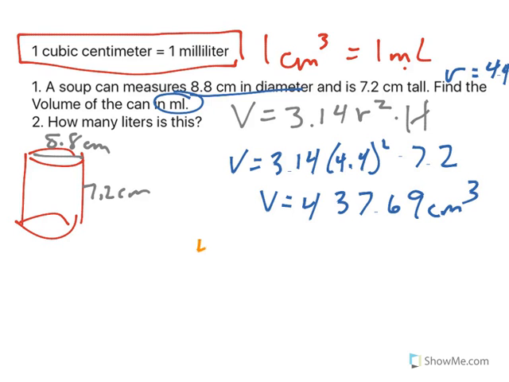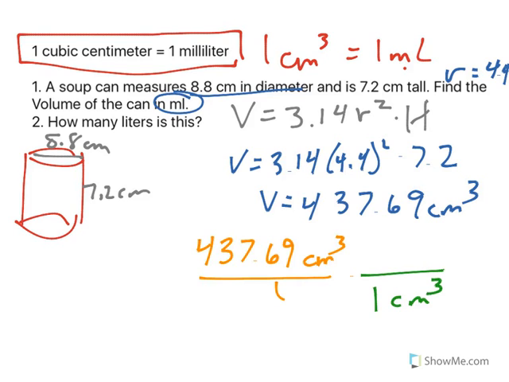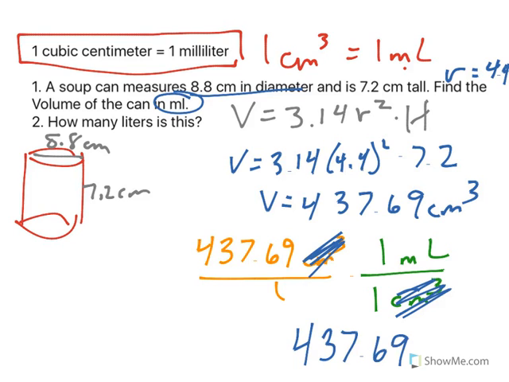Now the conversion is easy, but I'm going to write it out anyway. 437.69 cubic centimeters. By our conversion, 1 cubic centimeter is 1 milliliter. So that makes my cubic centimeter label cancel out. They're all 1, so they don't mean anything. So this problem is 437.69 milliliters. Not bad.